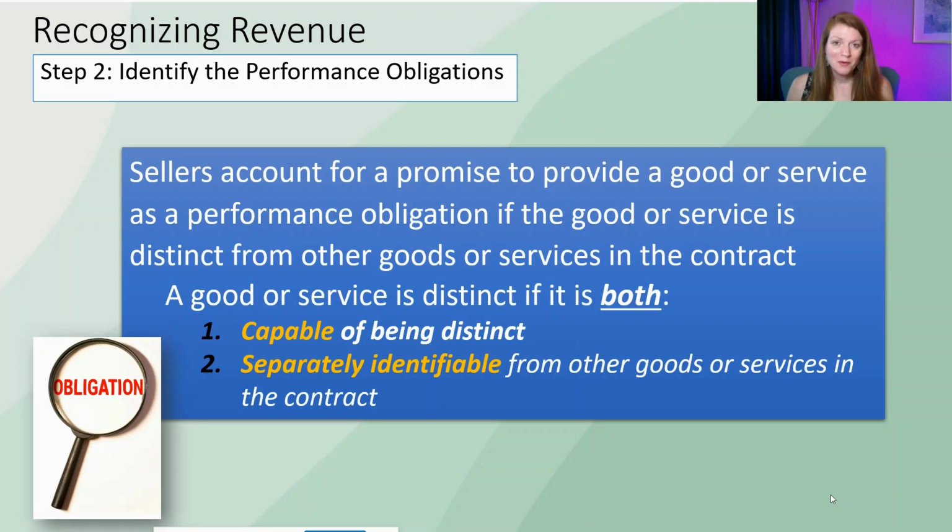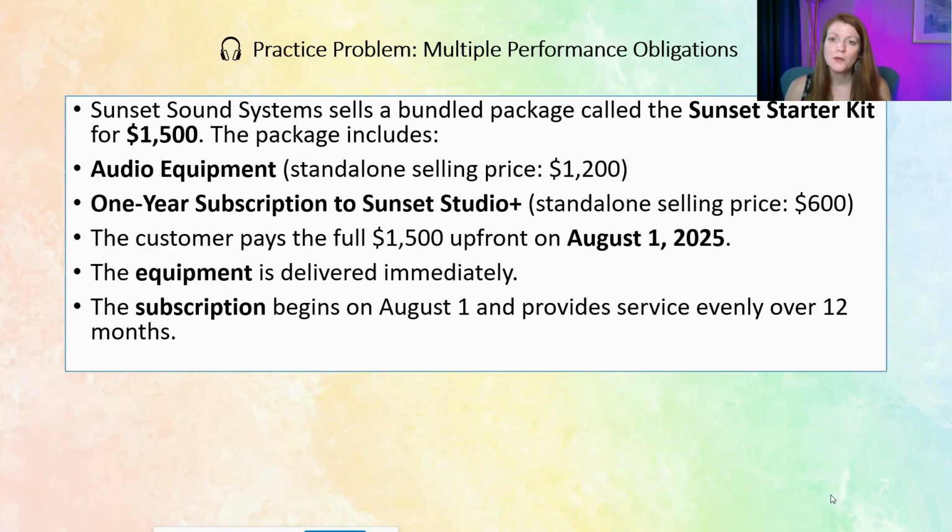We're about to do an example with our company, and it will help us to walk through what this actually means. So back to Sunset Sound Systems. We know that they offer equipment, and we also know they offer a subscription, but now maybe marketing talked to them and said, why don't you sell a bundle package? So they call it the Sunset Starter Kit for $1,500.